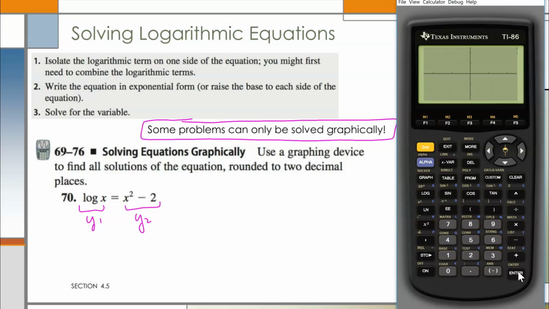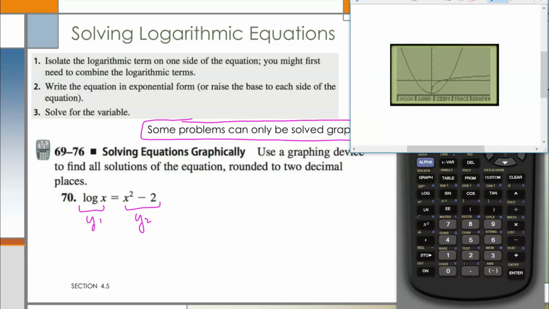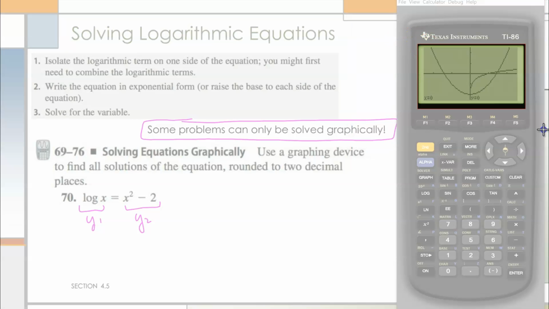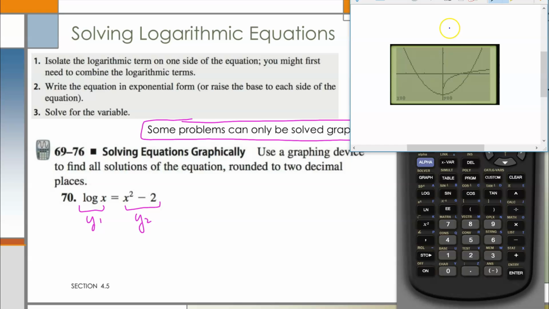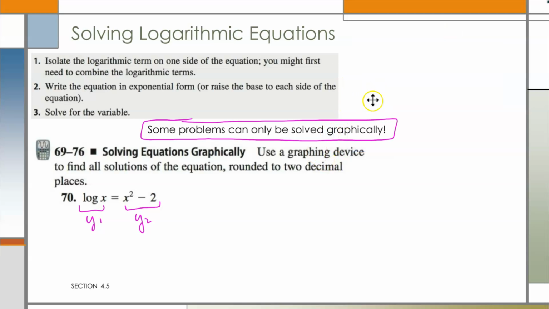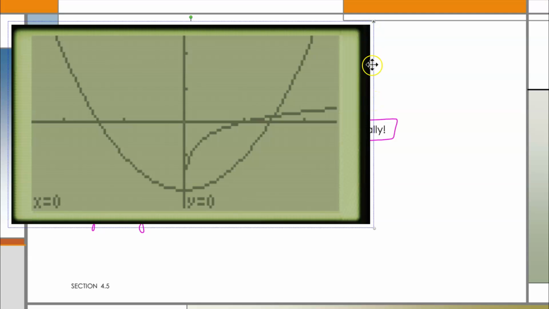We're going to see our log graph first. And notice it doesn't just stop there, it comes all the way down. And then we have our x squared minus 2 graph. So I'm going to grab this picture and put it in our notes. So when you practice graphing, you'll make sure to get the same picture that we did.